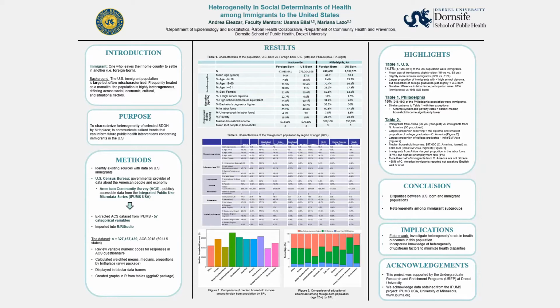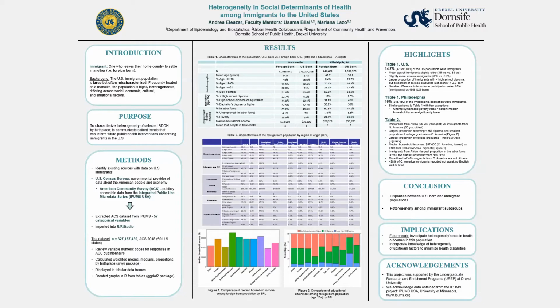Some key findings nationwide are that there's a notable difference in labor force participation rates: 63% of immigrants are in the labor force versus 49% of the US-born. In Philadelphia, similar patterns were found, but 16% of the Philadelphia population was foreign-born, which is higher than the national average. Also, the unemployment and poverty rates were higher than the national average, while the median household income was significantly lower than the national average.